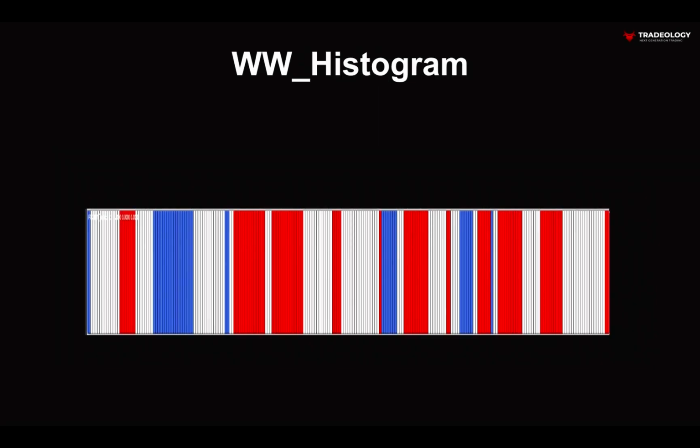The WW histogram displays the neutral or white, blue for buy, and red for sell opportunities. It is designed to identify convergence, divergence, and crossovers. We'll cover these indicators in more detail now in the rules. So let's start now with the buy rules.